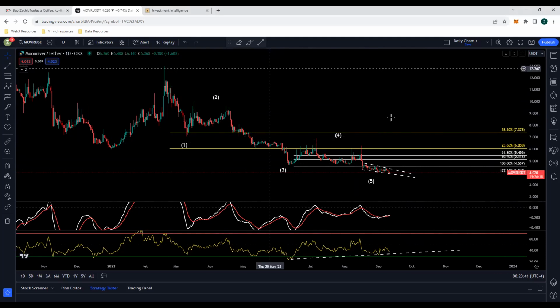So that's my quick breakdown on Moonriver, why I'm paying attention to it. Let me know what your thoughts are down below.